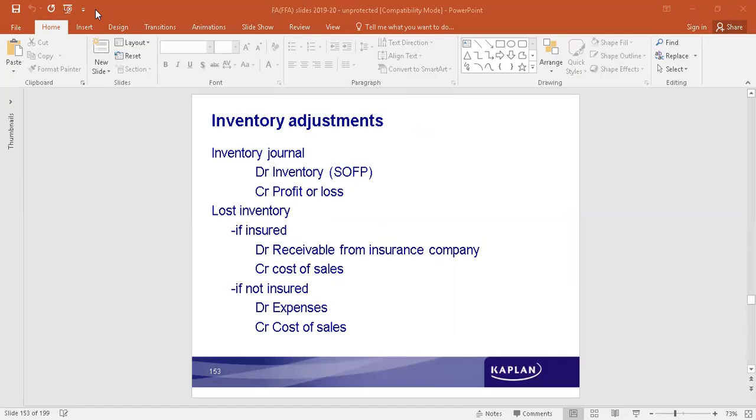Now, adjustments related to inventory. Inventory, how they are adjusted in the books of accounts. Inventory is part of the cost of goods sold. See, we talk about the trading account. The trading account has the opening balance of inventory. Then additional purchases would be made. The total goods that are available. Then we see sales and the closing stock.